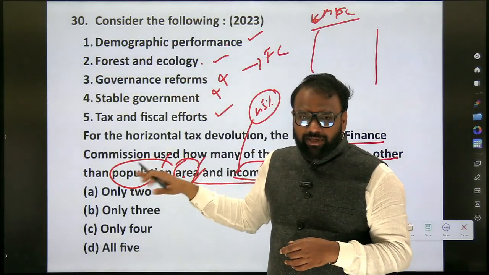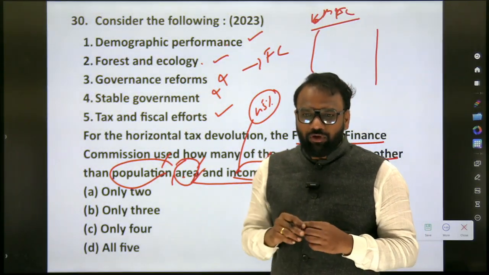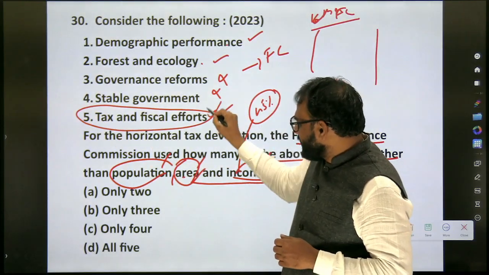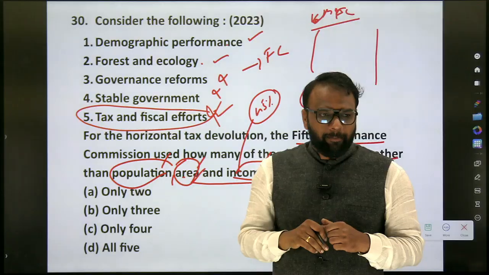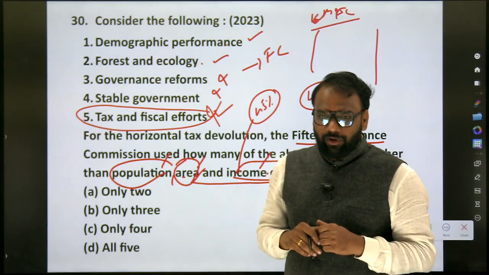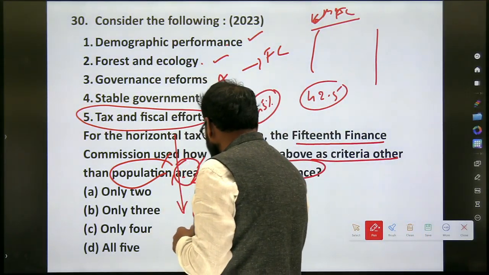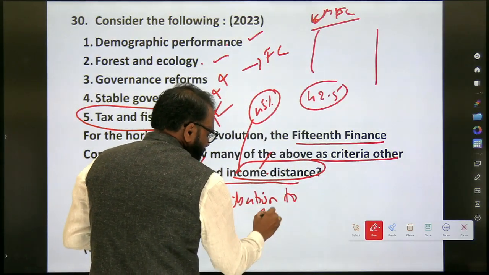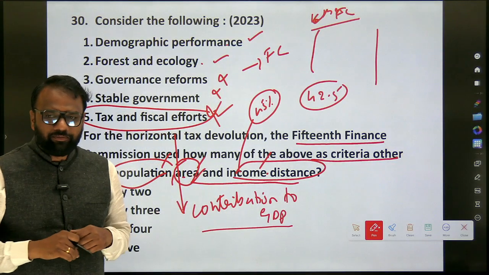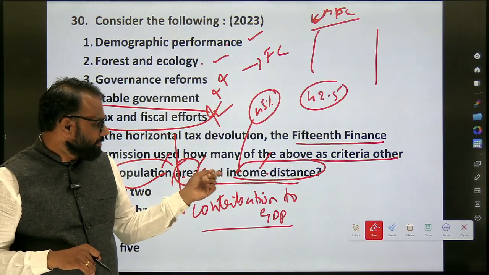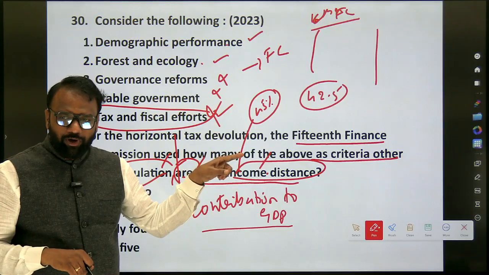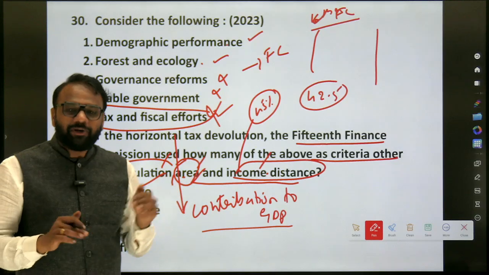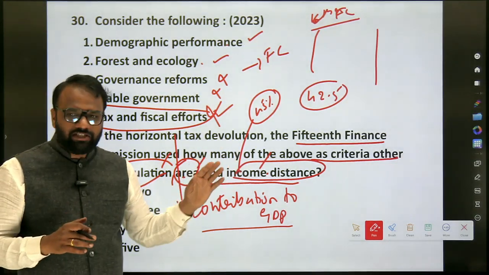Whether any of these parameters have been removed? Which parameter has been removed? Tax and fiscal efforts. This parameter has been removed. Very important. You will mention it. Next, contribution to GDP. So it has been replaced by contribution to GDP. So highest weightage is again same, income distance, but it has been reduced to 42.5. How about the weights of other parameters? Minimal changes, but not that important. We'll focus on the highest weight and other things.